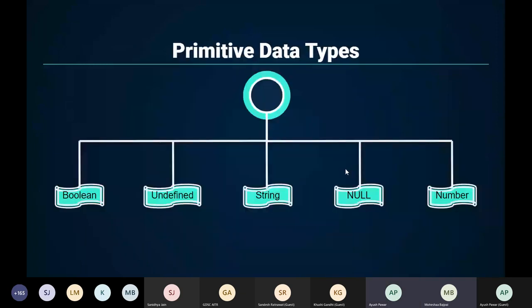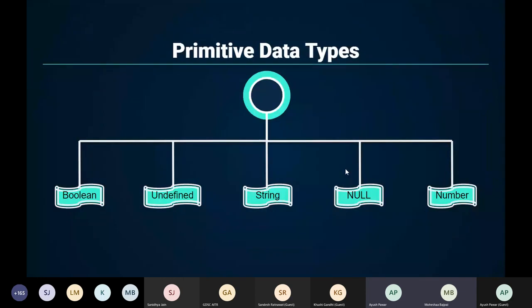So next, types of data. There are two types of data in JavaScript. One is primitive and one is user defined. We will talk about user defined in a further session. Firstly, we will talk about primitive. So in primitive, the first one is Boolean.